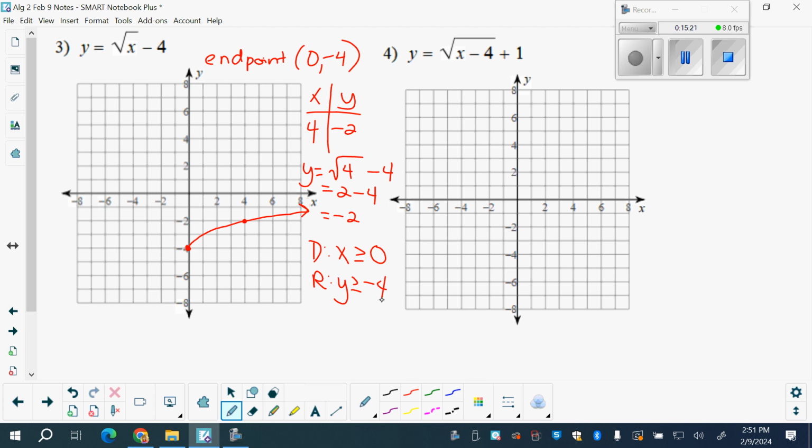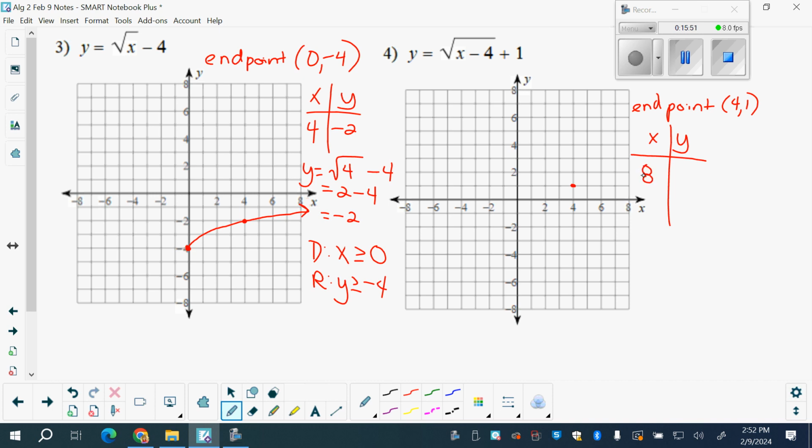Or 1, that's right. So my endpoint on number 4 is 4, 1. And then 4, 1. We're going to pick another point. What's a good number to plug into that? 8 would be a good number to choose.